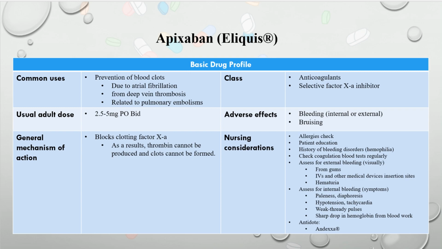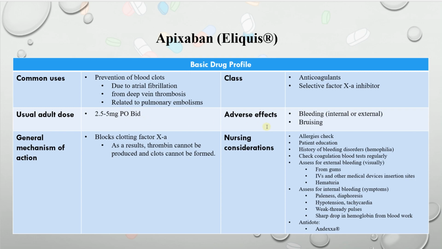Now, the next medication is Apixaban with the brand name Eliquis. The common use for this is to prevent blood clots. It's going to prevent blood clots due to atrial fibrillation, from deep vein thrombosis, DVTs, and also from pulmonary embolism. It belongs to the class of anticoagulants, and it is a selective factor 10A inhibitor. The usual dose for an adult is between 2.5 to 5 milligrams by mouth twice a day.